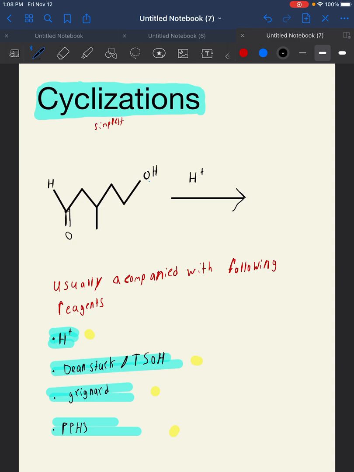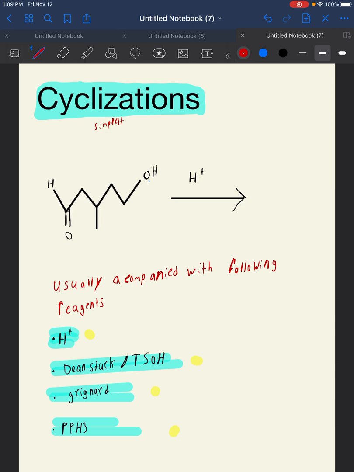Watch the previous videos, because if you didn't, these might be a little difficult to grasp. But with that being said, let's start with the simplest example of cyclization. So H plus is a cyclization. If you see H plus, know it's most likely going to be a cyclization, especially if you have OH on the ring and then a ketone/aldehyde.